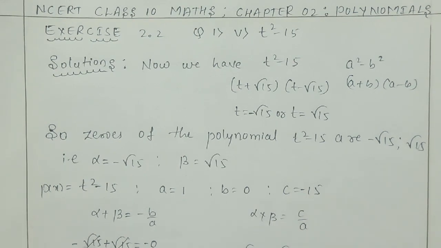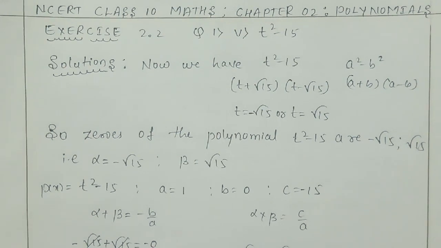Okay, next you can write the sum of the zeros. The sum of the zeros are alpha and beta. Alpha plus beta is equal to minus b by a. Already you know this formula. And the product of the zeros, alpha into beta, is equal to c by a. So here alpha value is minus root 15. Next you write plus as it is. Beta value is root 15, which is equal to minus, as it is, b value is 0 divided by a value is 1. You can substitute.